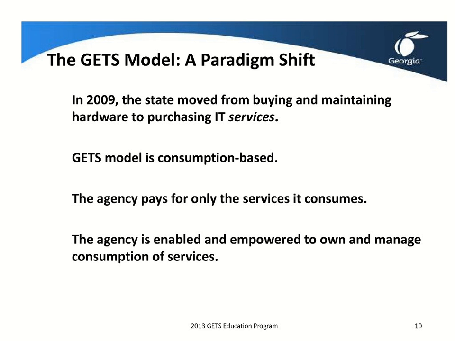So we start with this idea again that the Gets model is a paradigm shift where we moved from buying and maintaining hardware to purchasing IT services. The model is consumption-based and is becoming best practice in private industry. The agency owns consumption management. GTA provides transparency into the actual costs and services, and also provides the training and tools that empower the agency to manage its consumption. The agency gets to avoid costly investments in equipment that quickly becomes obsolete, and the ongoing cost of IT support staff needed to maintain that equipment.